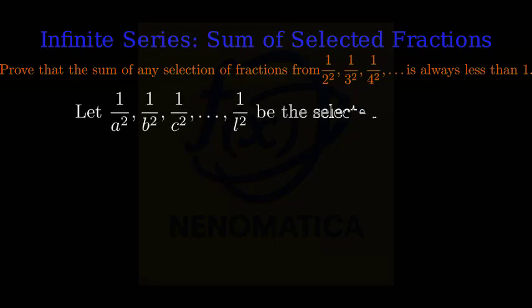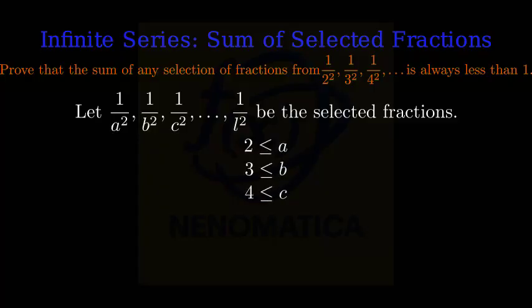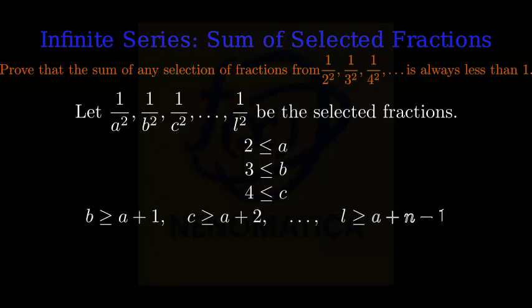Suppose we have n fractions from this sequence, represented as 1 over a squared, 1 over b squared, and so on, up to 1 over l squared, where a, b, c, and so on are the denominators we've selected. We know that a is at least 2, b is at least 3, c is at least 4, and this pattern continues. More specifically, we can write that b is at least a plus 1, c is at least a plus 2, and so on, until l is at least a plus n minus 1.